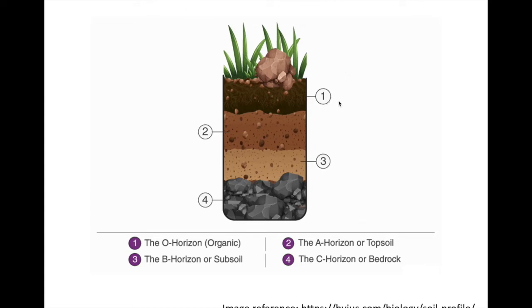Let me just reinform everyone. So we have the organic horizon, organic material horizon, or whatever it is. The second one will be the A horizon, or the topsoil. The third one is the subsoil. And the fourth one is the C horizon, which is the bedrock.